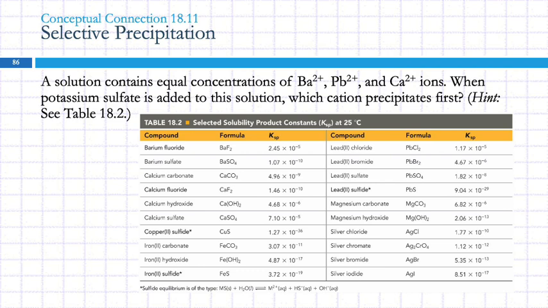What are the things that could possibly precipitate here? We've got potassium sulfate, right? So it's going to be barium sulfate, lead sulfate, or calcium sulfate. Barium sulfate, lead sulfate, calcium sulfate. Let's look up their KSP values. Here's barium sulfate and calcium sulfate and lead-2 sulfate.